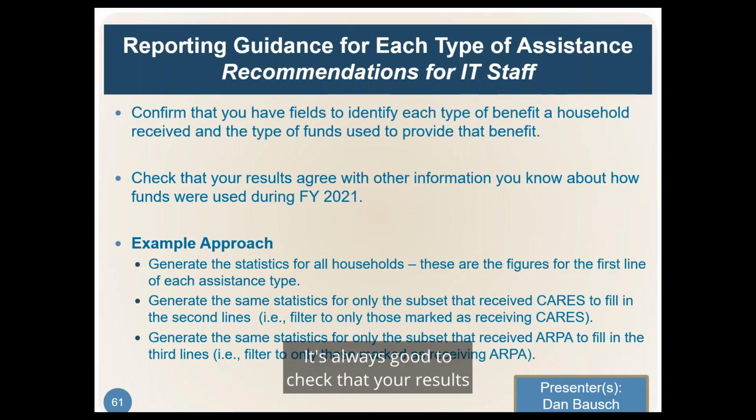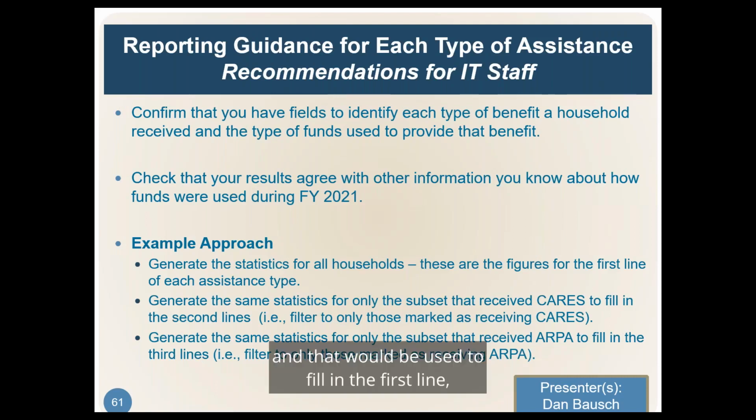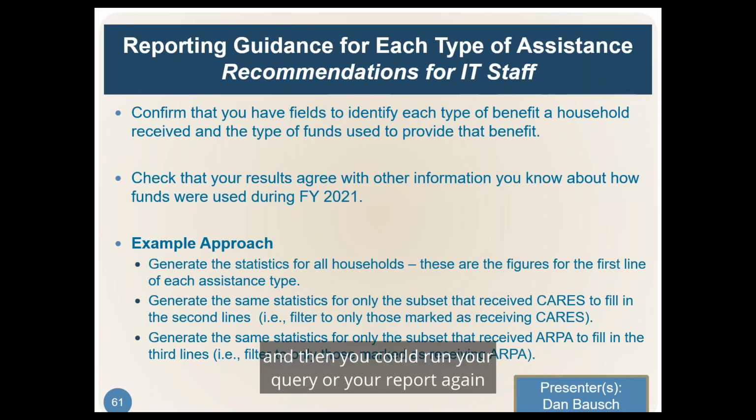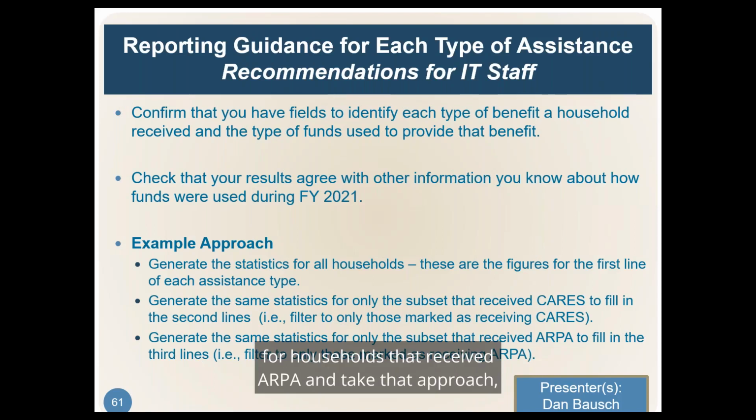It's always good to check that your results agree with other information you know about how your funds were used during FY21 to double check the report. And as an example, here's one approach you could use as you're completing the report. You could generate the report looking just at total households, and that would be used to fill in the first line. So the number that got heating assistance, the number that got cooling. And then you could run your query or your report again after you've filtered down just to households that received CARES by using a field that would indicate that. And you could repeat that process again for households that received ARPA and take that approach. That's just one example of how you could do this.